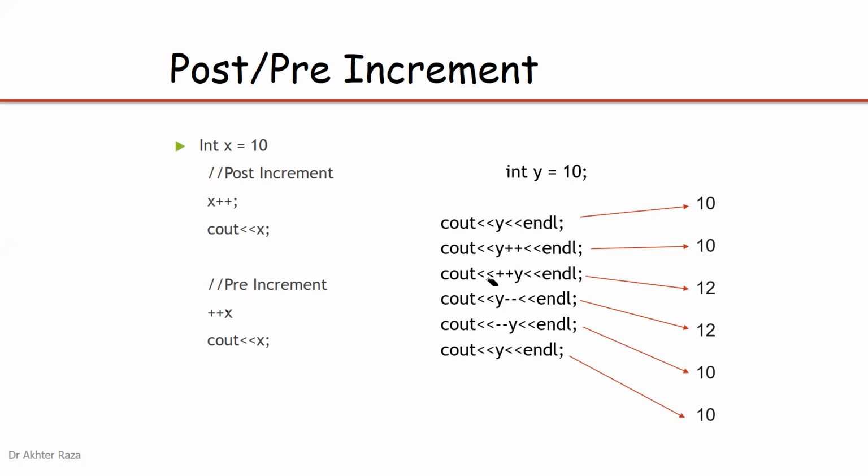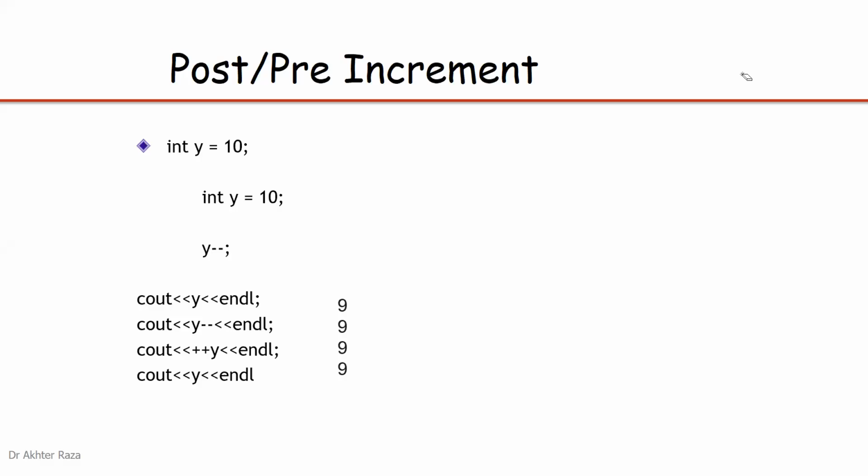When it comes here, it has two tasks. One is increment, other is cout. So which one will be done first? Because it is a pre, first adding, then printing. So the value after passing was 11. Here the increase by 1 means 12. 12 will be printed. Again 12 will be printed. And we have 10 and we have 10. So this is the output of this statement.